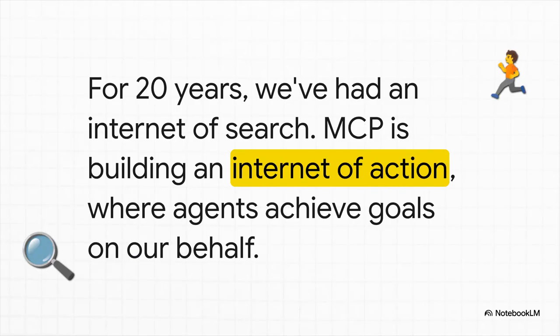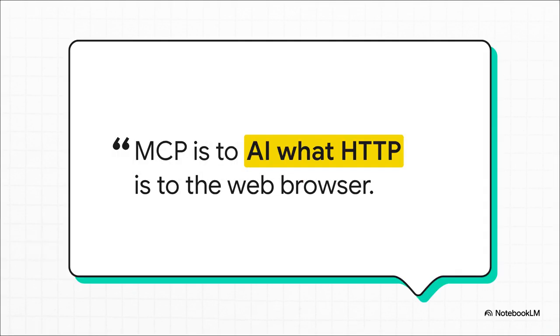Just think about what this really means. For the last 20 years, how have we used the internet? We search. We type words into a little box and we get a list of blue links back. That's the internet of search. But we're moving toward an internet of action, a world where you don't search for things, you just state a goal. And an AI agent goes out and does all the necessary steps across multiple services to actually achieve it for you.